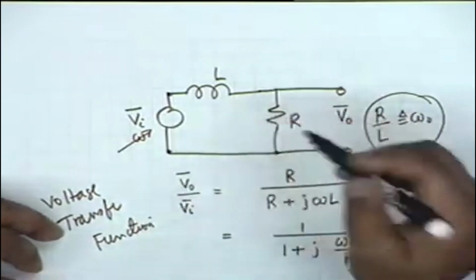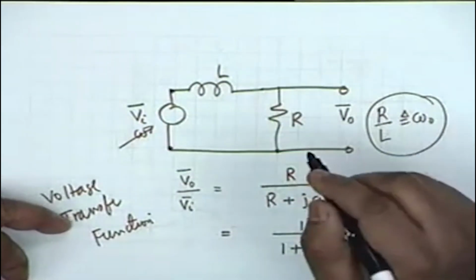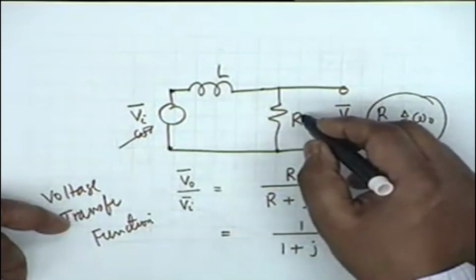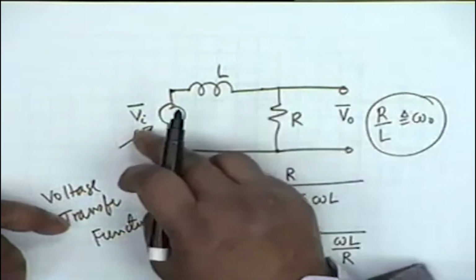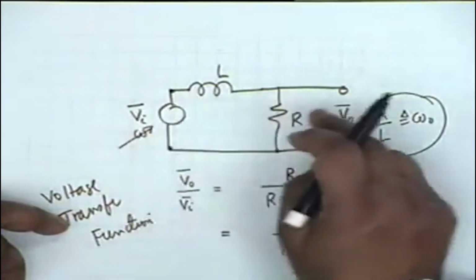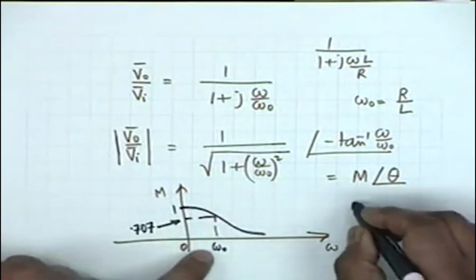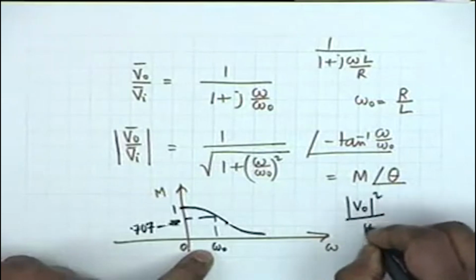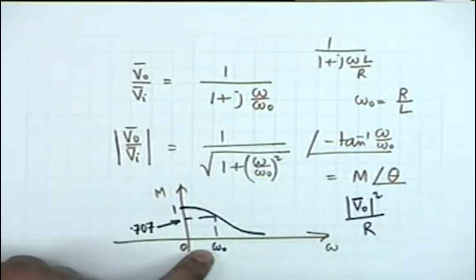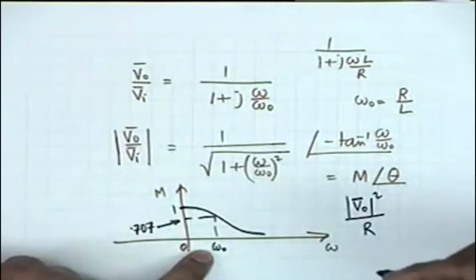Now, when the ratio is 1, what is the power? V squared by R. So input voltage magnitude squared divided by R. On the other hand, when the output voltage falls to 0.707 of the input voltage, what is the power in the resistor? Half of the power at DC. Power in the resistor is magnitude V0 squared divided by R. The phasor V0, you take the magnitude, square it and divide by R.